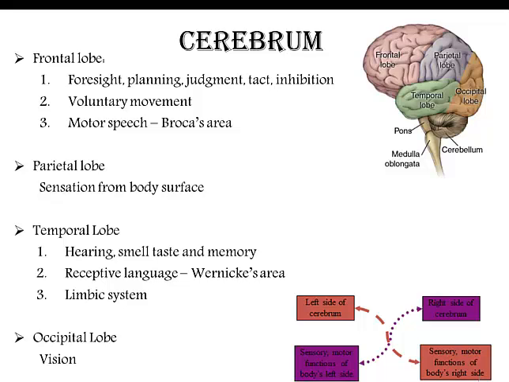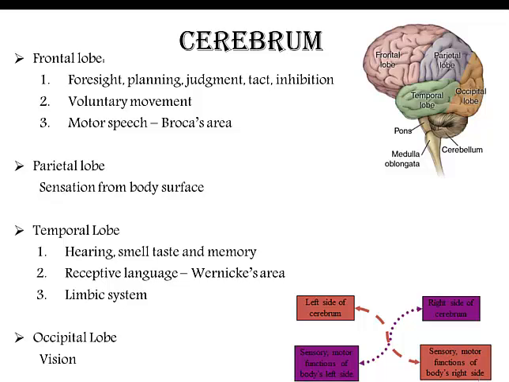It helps us with foresight, planning, judgment, tact, and inhibition. It allows for emotional expression, personality and behavior, and intellect. It helps us with voluntary movement and motor speech, which is also referred to as Broca's area. In most people, Broca's area is in the left lobe. Broca's coordinates motor activity of the mouth and tongue. Damage to Broca's area could lead to Broca's aphasia. The patient will need an alternative method of communication.